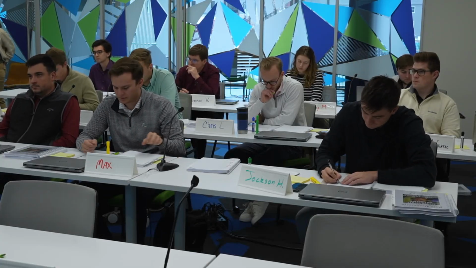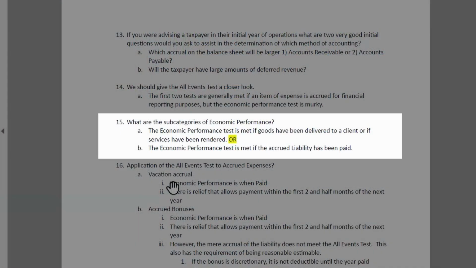Go ahead. What's number 15? What are the subcategories of economic performance? The economic performance test is met if goods have been delivered to a client or if services have been rendered, or the economic performance test is met if the accrued liability has been paid. Does that sound like what we talked about? A little bit. A little bit? I'm being serious. Is everybody clear through repetition kind of what that means?